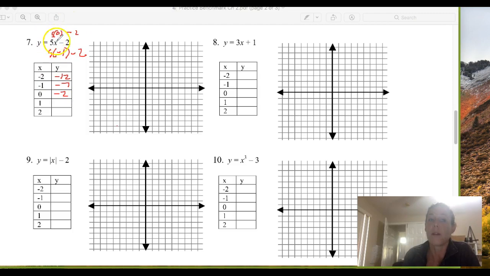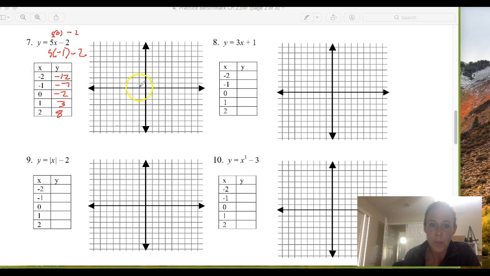Plug in 1. 5 times 1 is 5. 5 minus 2 is 3. Plug in 2. 5 times 2 is 10. 10 minus 2 is 8. Be very careful. Plug these in correctly. Use your order of operations. You plug this in, it gives you out your y value. Now you have all your y values and you can graph this.